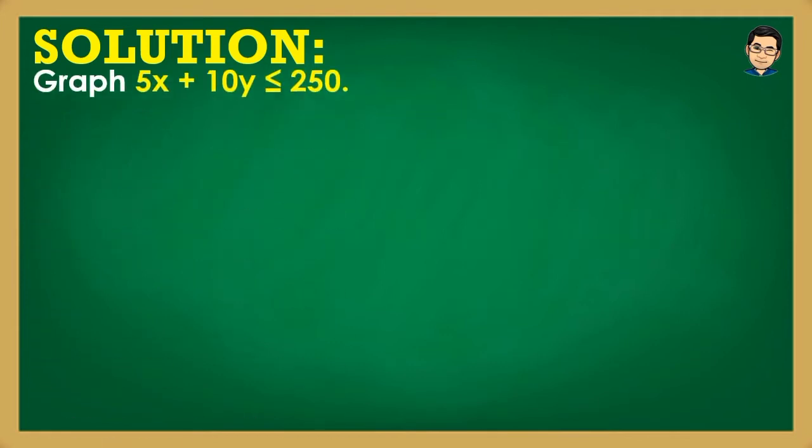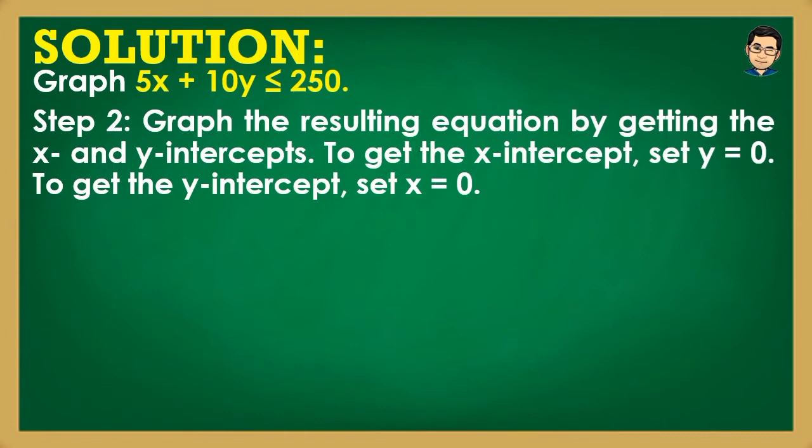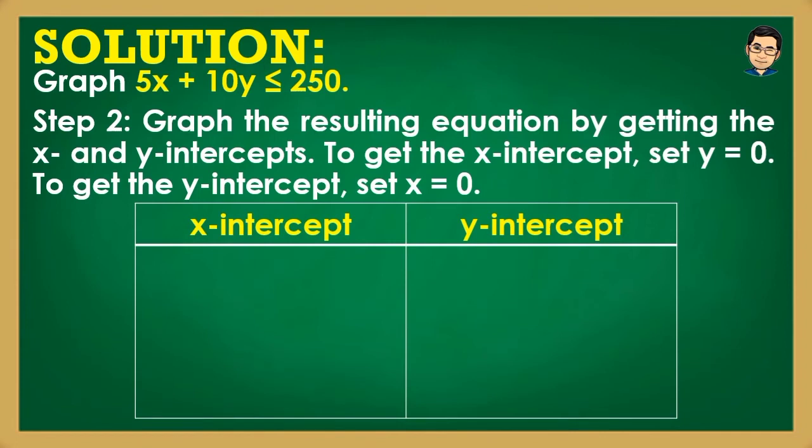So, after nating i-change yung inequality symbol into an equal sign para maging equation siya, yung next na gagawin natin is kailangan natin kunin yung x and y intercepts. So, sulat lang natin ulit dito yung equation. 5x plus 10y is equal to 250. So, let's have x-intercept. 5x plus 10y is equal to 250.